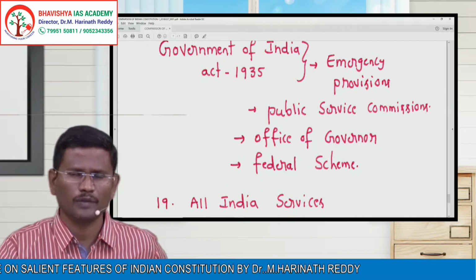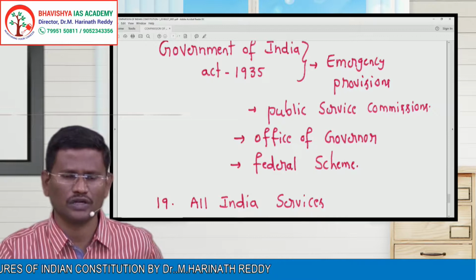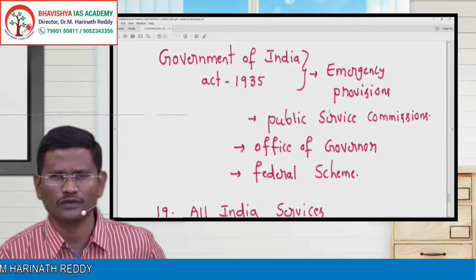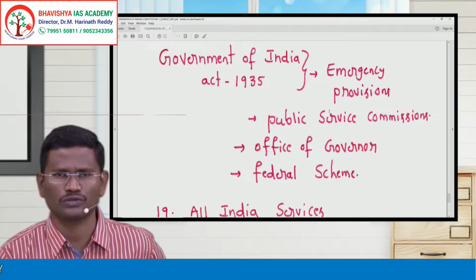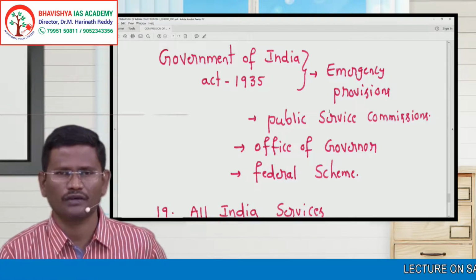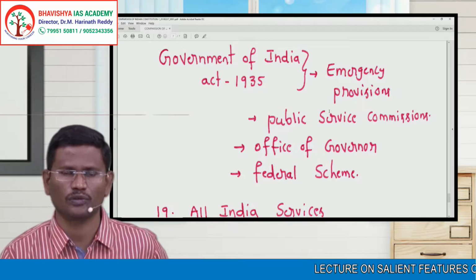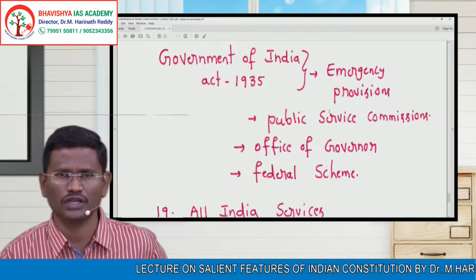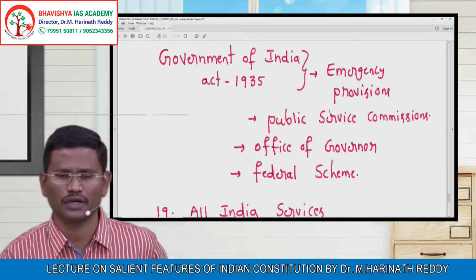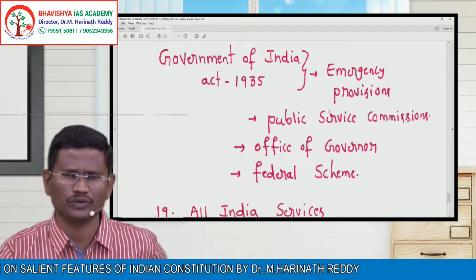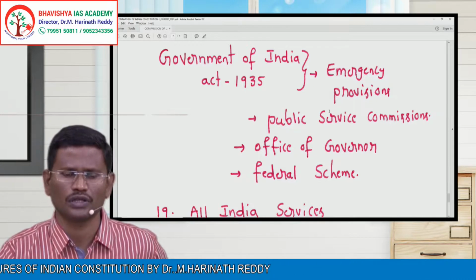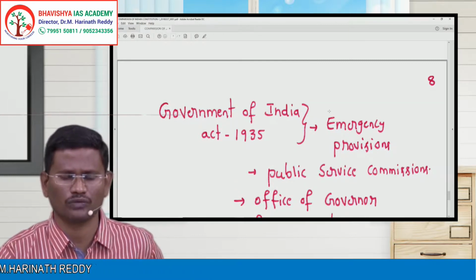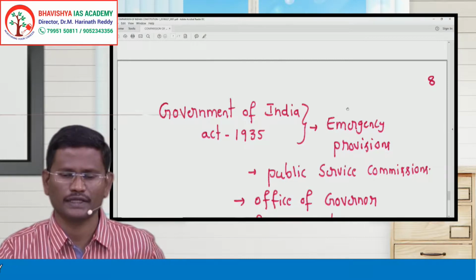Then remember, the Government of India Act 1935 also has played an important role in framing the present Indian Constitution. More than 50% of the Indian Constitution is taken from the Government of India Act 1935. The Government of India Act 1935, enacted by the British Parliament, forms the foundation on which the Indian Constitution is built. So the existing emergency provisions in the Indian Constitution are borrowed from the Government of India Act 1935.